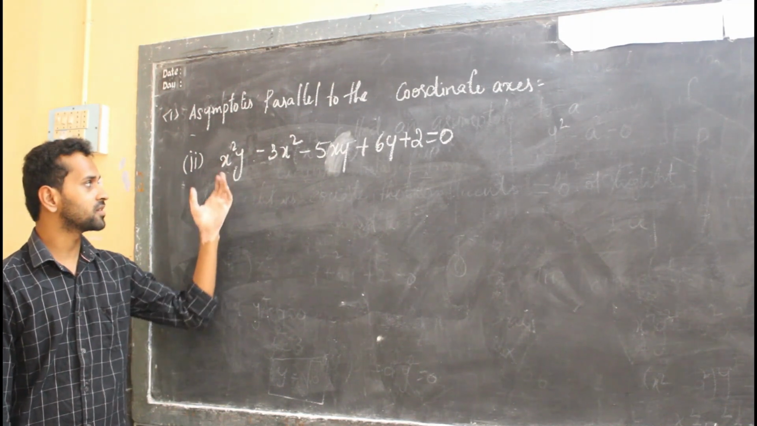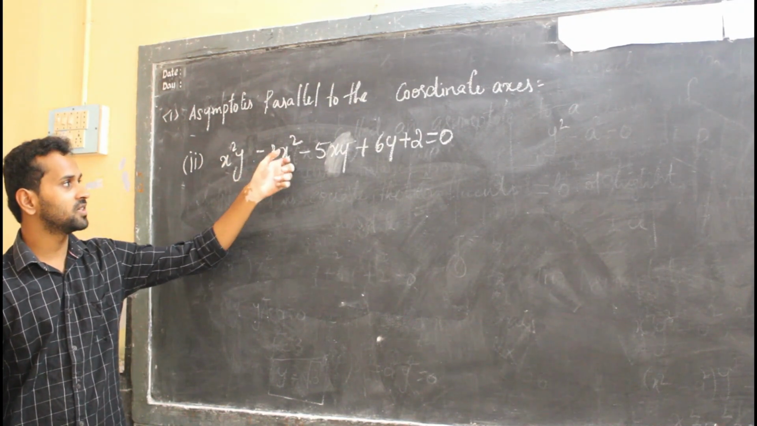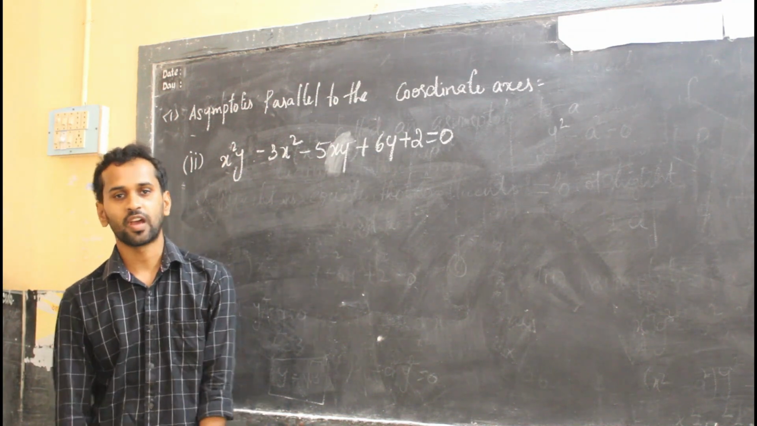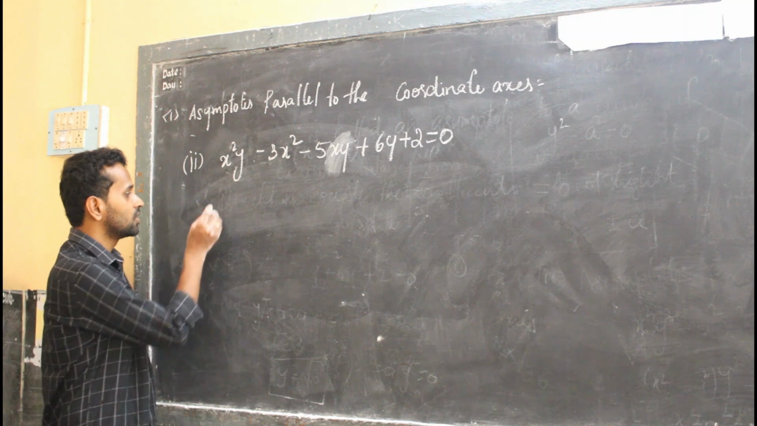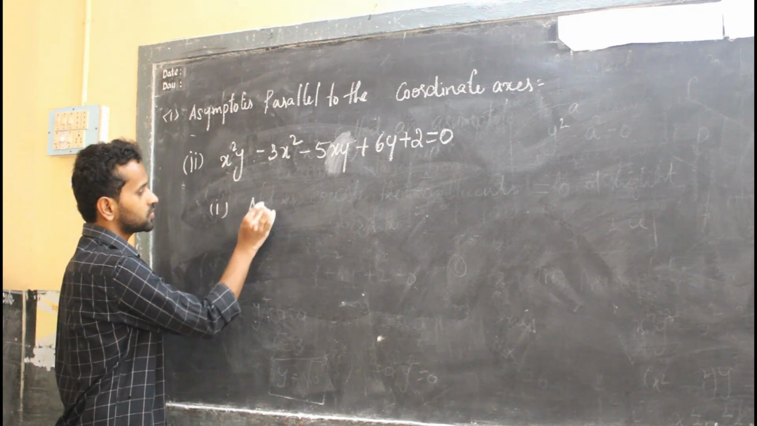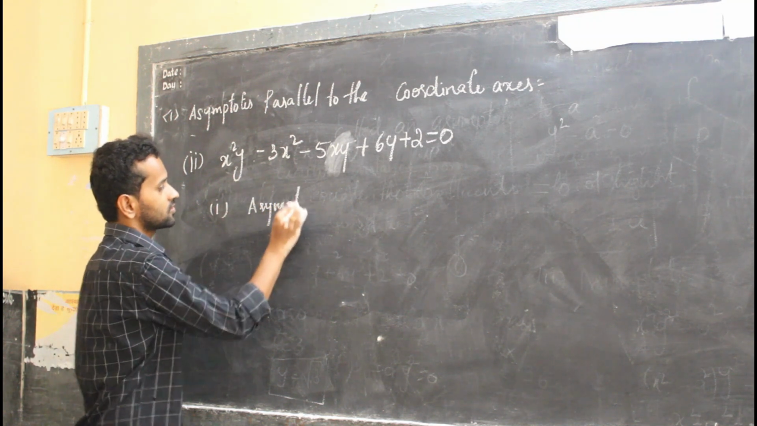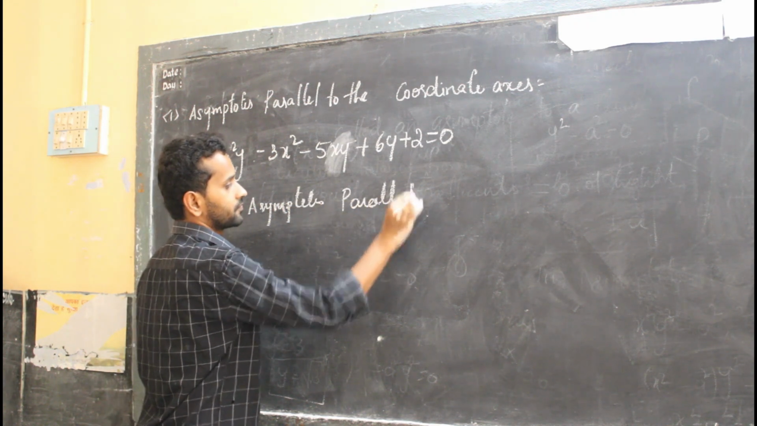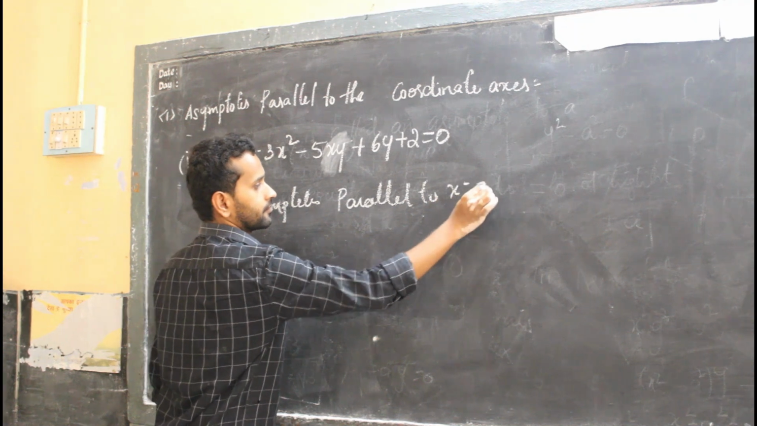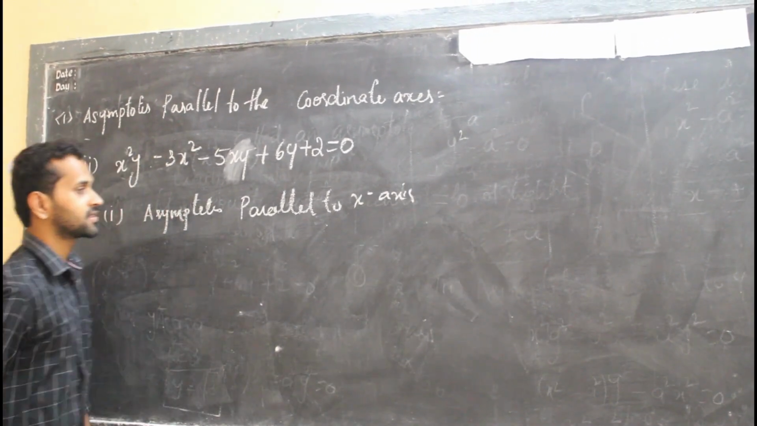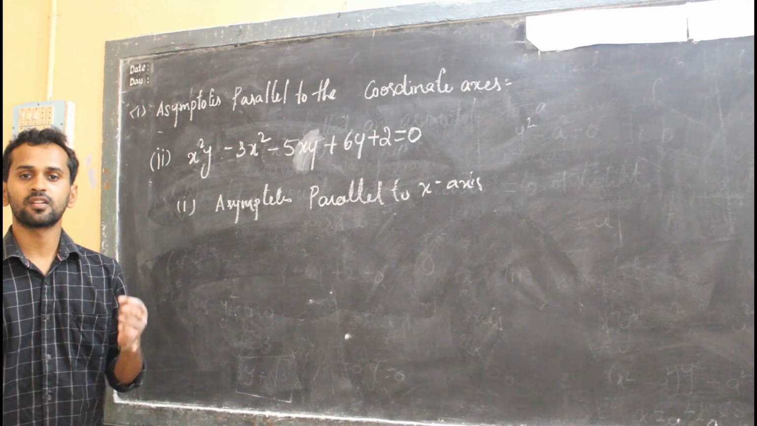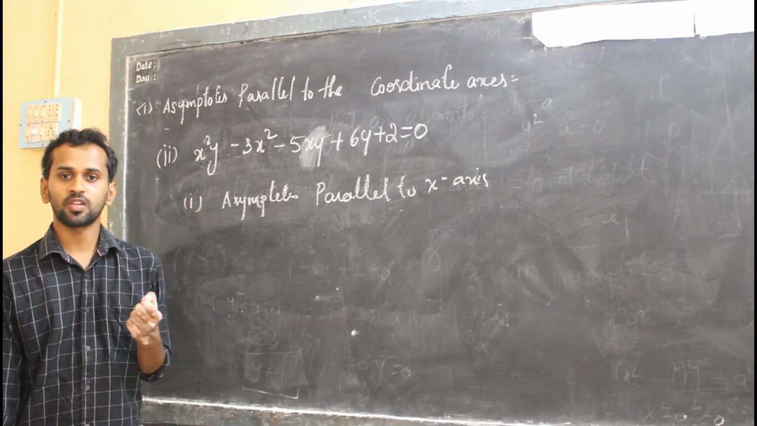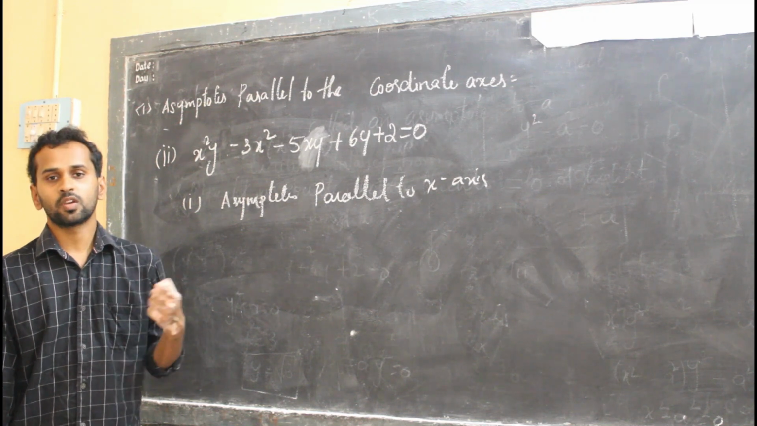Again, the second problem we are considering here: x square y minus 3x square minus 5xy plus 6y plus 2 equal to 0. So now here what we are going to do, first we need to find asymptotes parallel to the x-axis. For that what do I need to consider? I need to consider the coefficient of the highest term of x, and that should be equal to 0.